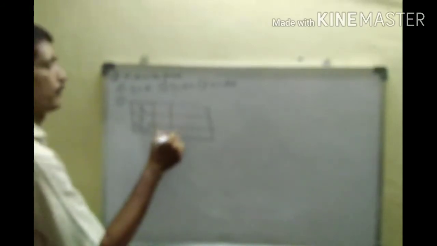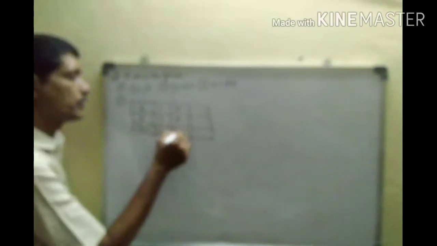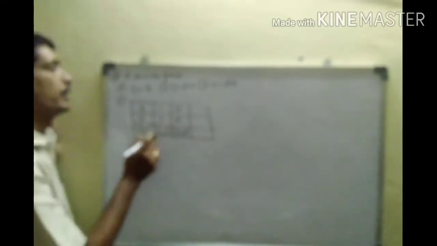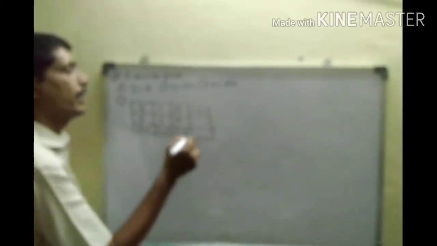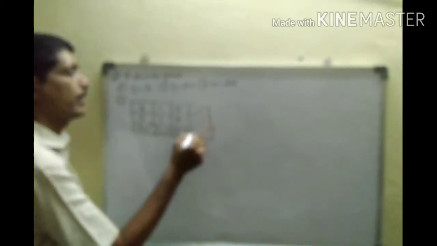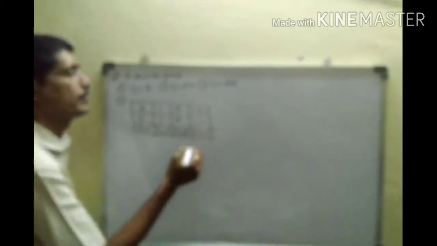Here x, y, x comma y. Here, substitute x equal to 1. Y value is what? That is 1. 1 comma 1. We have to take x equal to 0. Y value also 0. 0 comma 0. Next, x equal to minus 1. Therefore, y value also minus 1. Minus 1 comma minus 1.